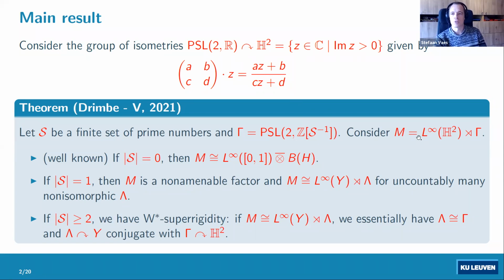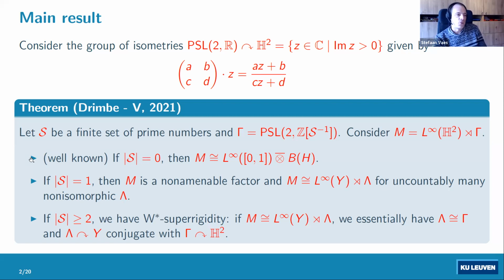And I build the crossed product von Neumann algebra. So this is an infinite measure preserving action, an isometric action preserving the canonical measure of H2. And so this is in principle a II-infinity factor. And this II-infinity factor behaves in a very interesting way depending on the number of prime numbers we have added to Z. So let me start with, of course, the trivial case, just to make the story complete.